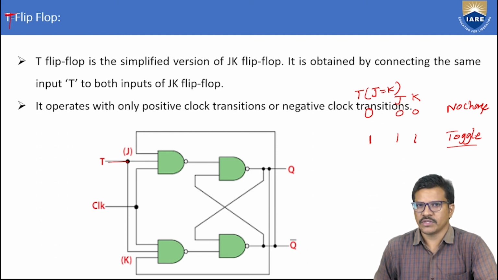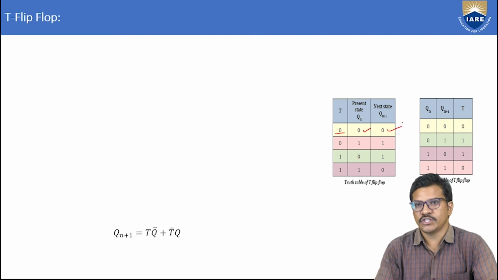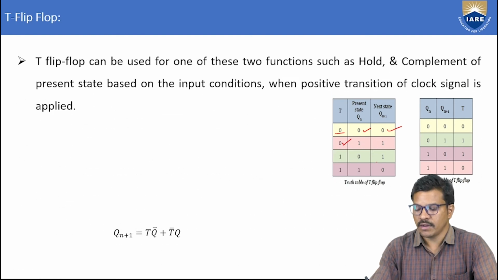This happens for positive clock transition or negative clock transition. If you see this truth table, whenever T is 0 and the present state is 0, the next state is also 0, an unchanged condition. As long as T is 0, whatever the present state, whether it is 0 or 1, the next state is the same. But when T is equal to 1, the present state toggles to the next state.